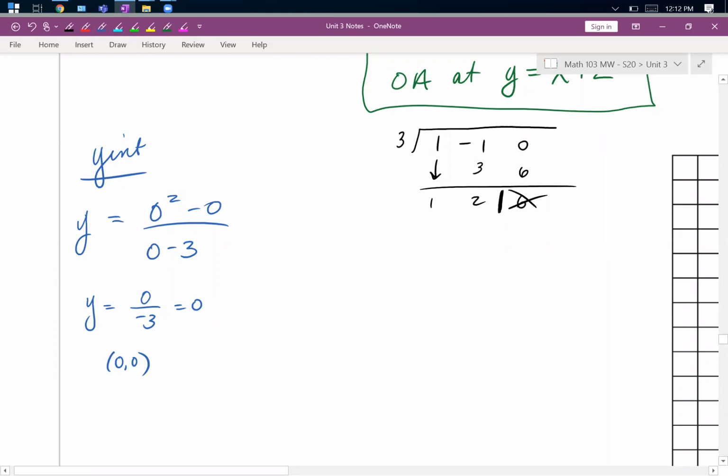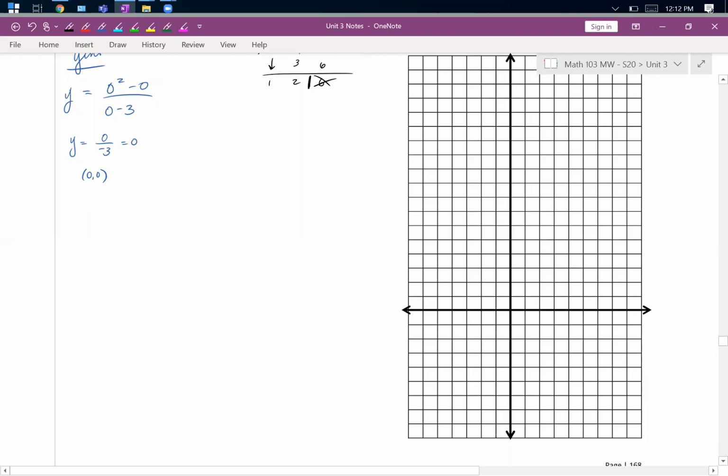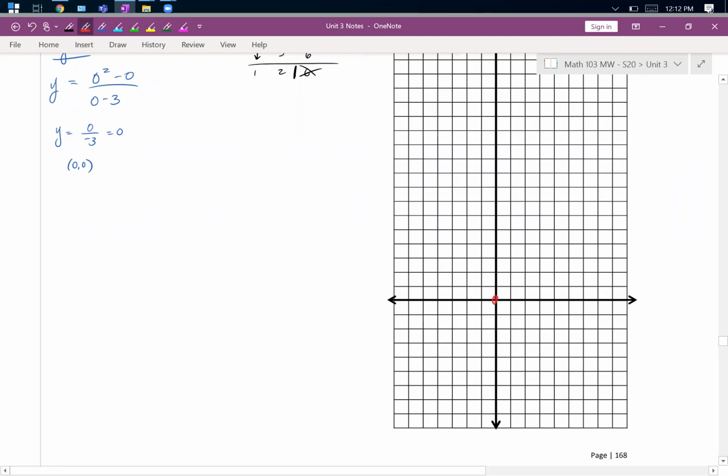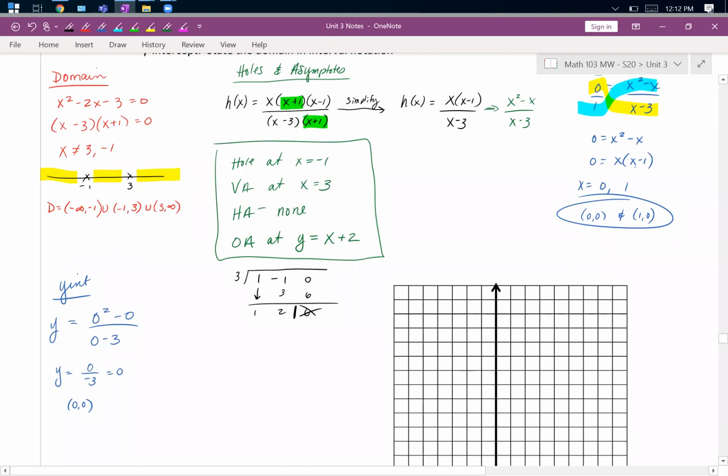All right, let's get everything we know on our paper. So I only have 2 points, (0, 0) and (1, 0). And then we have 2 asymptotes, a vertical one at x equals 3.